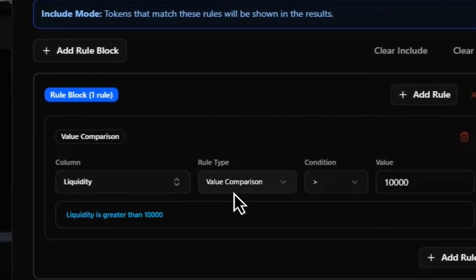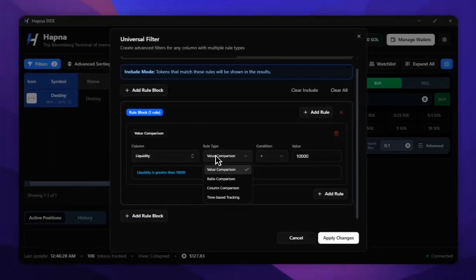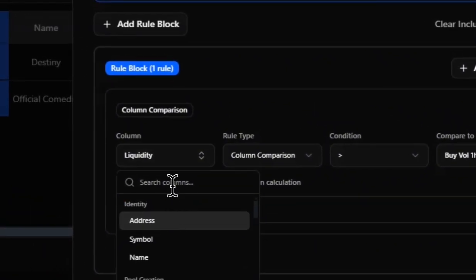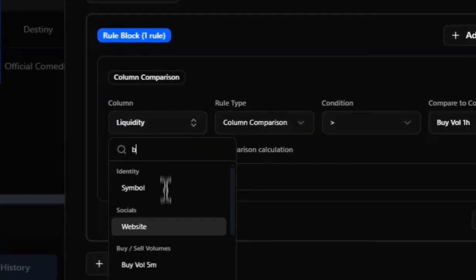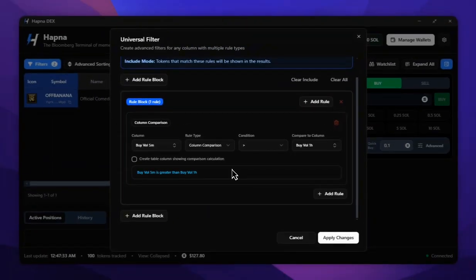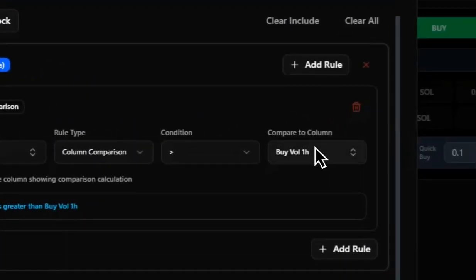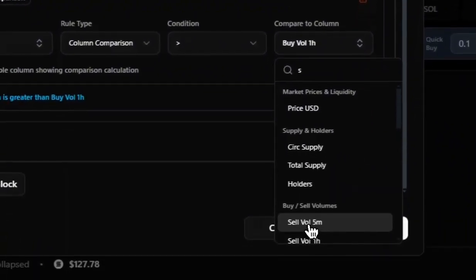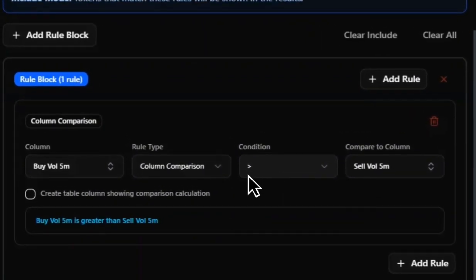But that's not all. The other rule types that we have are amazing. One of the rule types that I love is the column comparison. Here you're comparing an instrument against another instrument. For example, I only want to see meme coins that have a buy volume greater than the sell volume.